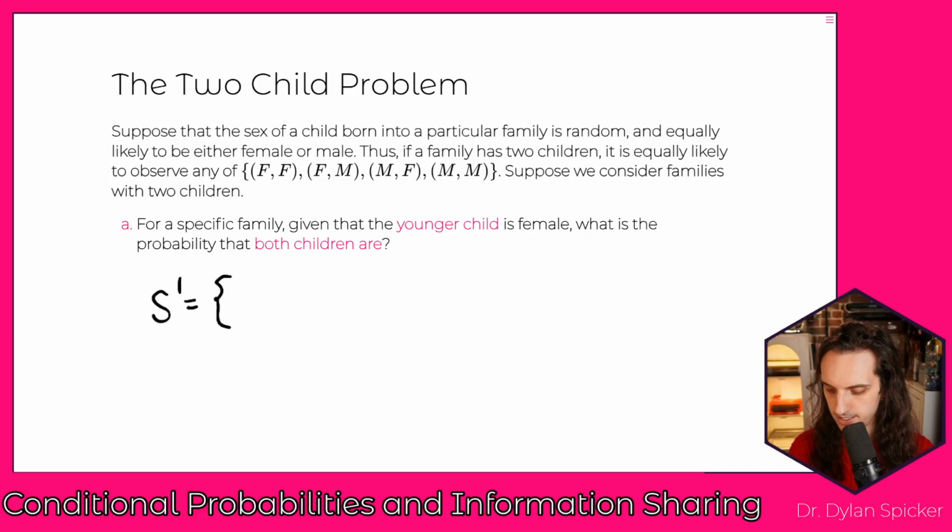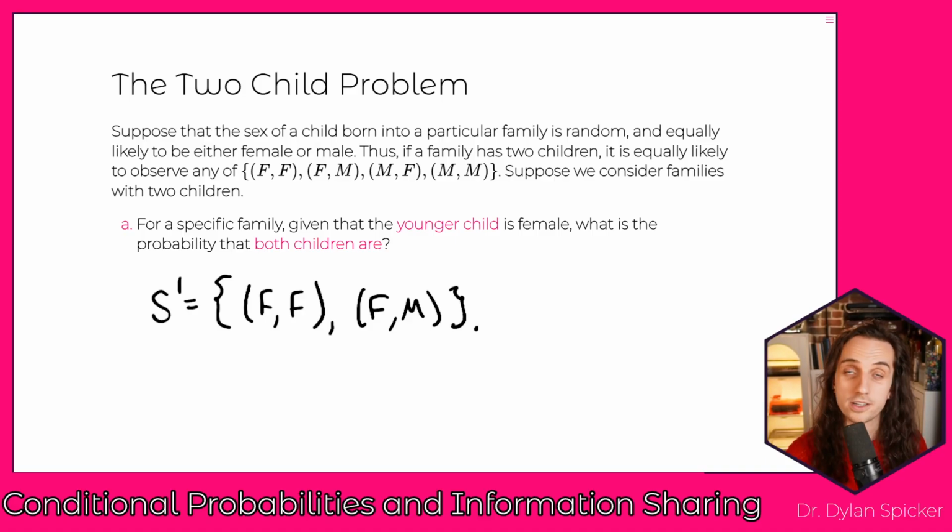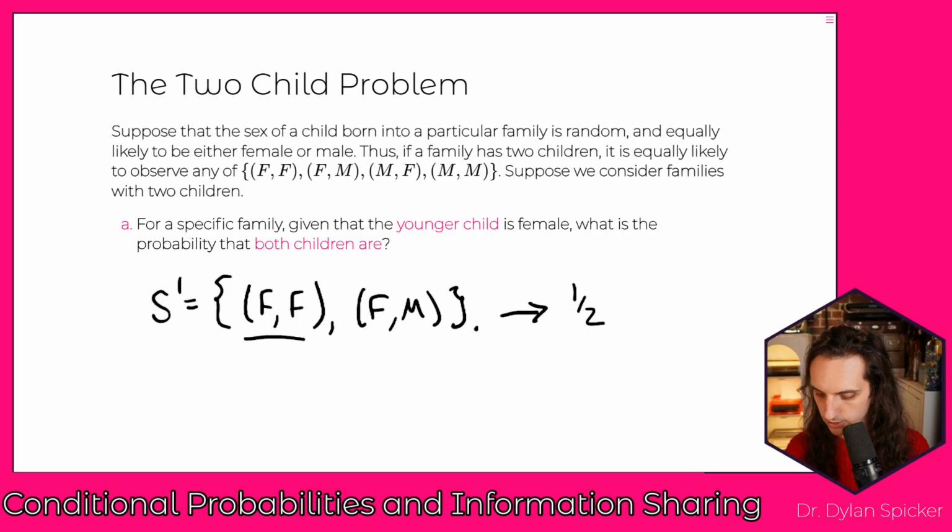Right, in the reduced sample space, we know that the younger child is a female, so that allows us to have a female-female or a female-male. Right? The other 2 possibilities are not going to be allowable. They're all equally likely, and so in this case, we can say, well, one of those has 2 females, there are a total of 2 possibilities there. So the probability here has to be 1 out of 2.